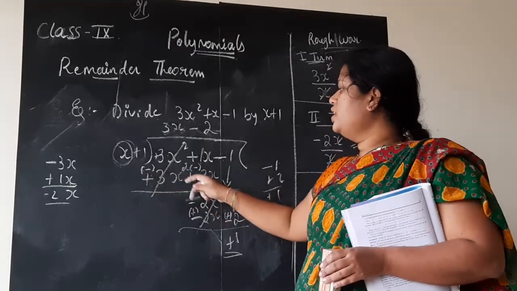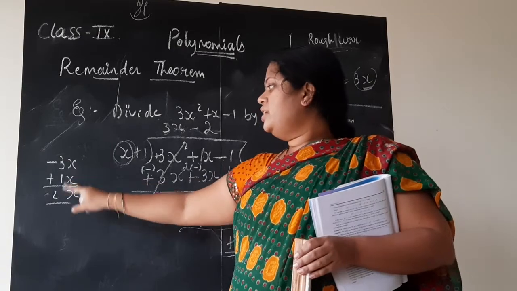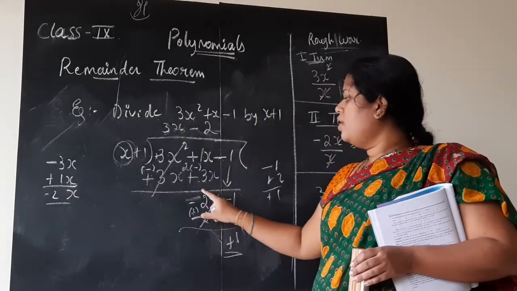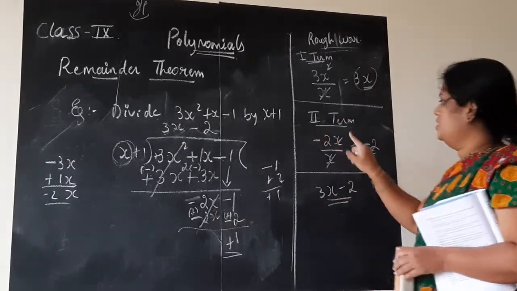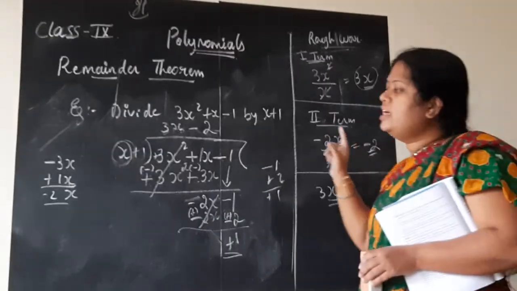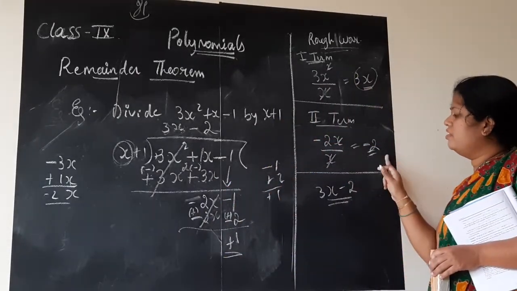When you change plus to minus, the first term gets cancelled. So plus 1x minus 3x, that is minus 2x, I wrote. Now I have minus 2x as my second term. Second term minus 2x. Again it should be divided by the first term of the binomial, x. X cancels, so I am left with minus 2.